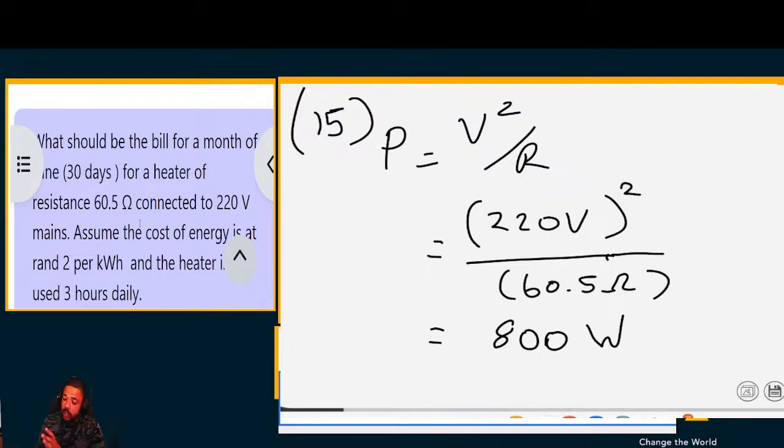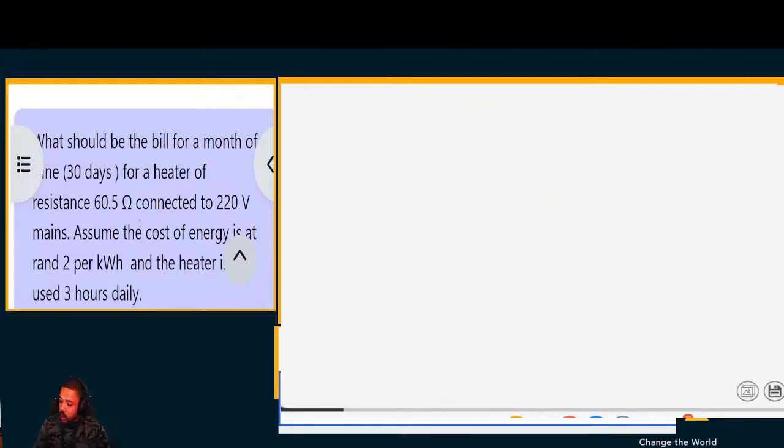Okay, so we've calculated how much power it produces. Now let's do how much energy is being consumed, in watt hours. Let's calculate the amount of watt hours for one day. So a daily consumption: it is connected for 3 hours every day. They tell us it's on for 3 hours every day.